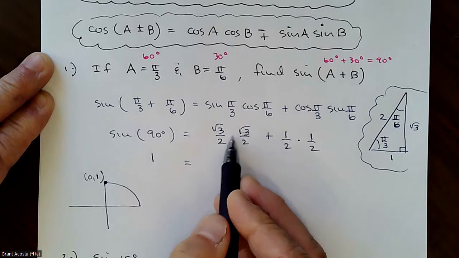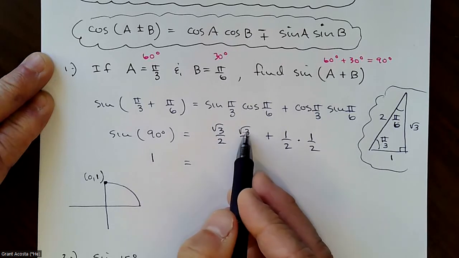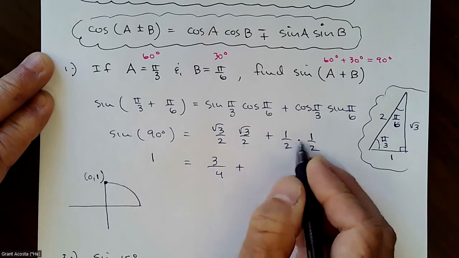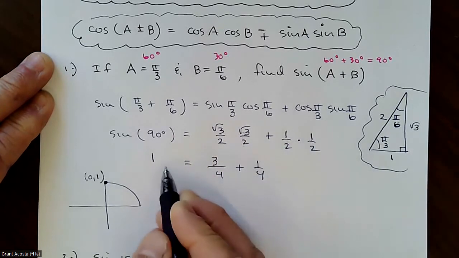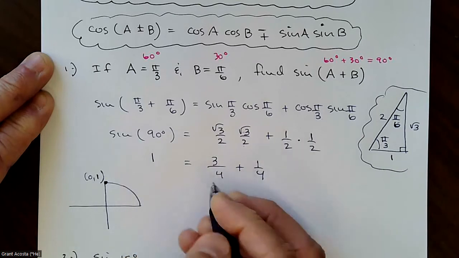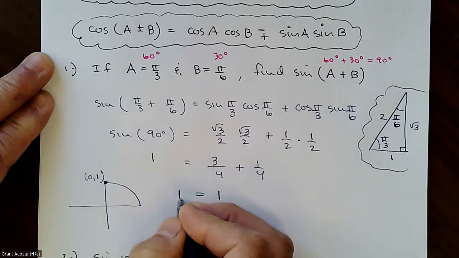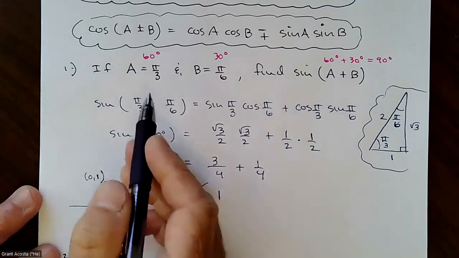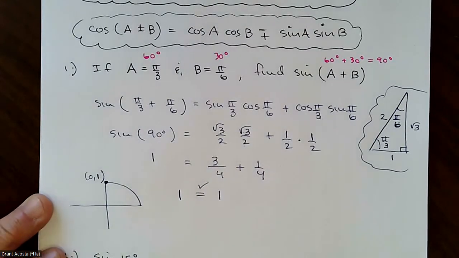Root 3 over 2 times root 3 over 2 is root 3 times root 3, which is 3, over 2 times 2, which is 4, plus 1/4. And of course, 3/4 plus 1/4 does give me 1, which is what we were expecting to get. So it does work, at least for those 2 angles. And in fact, it works for any 2 angles.